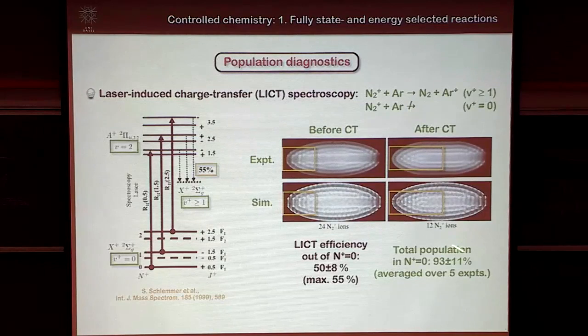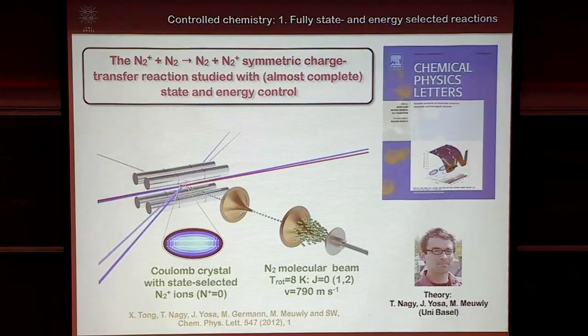So for our purposes, it means that we have basically all the population, in this case, in the rotational ground state of the nitrogen ions in these experiments. So it's basically a unit preparation efficiency. So what can one do with this now? One can use this to study chemical reactions with a high degree of control. And this is what we have demonstrated in a proof of principle experiment last year. We just take nitrogen ions and let them react with neutral nitrogen molecules in a symmetric charge transfer reaction, where the charge hops over from the nitrogen ion to the nitrogen molecule.